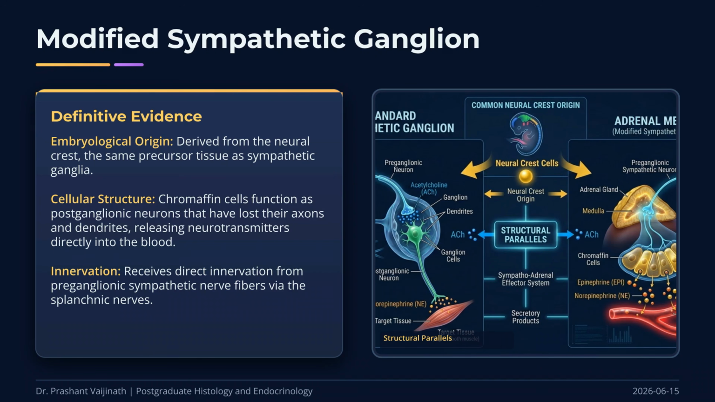The adrenal medulla is considered a modified sympathetic ganglion due to its neural crest embryological origin and innervation by preganglionic sympathetic fibers. Chromaffin cells function as specialized postganglionic neurons that secrete hormones directly into the blood.